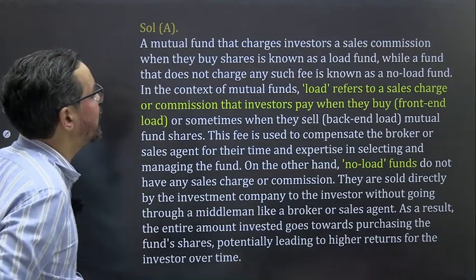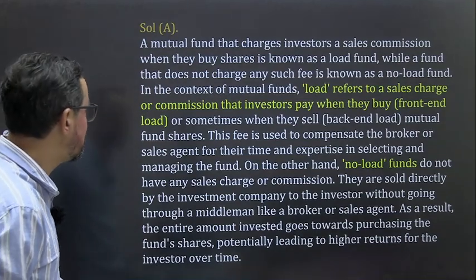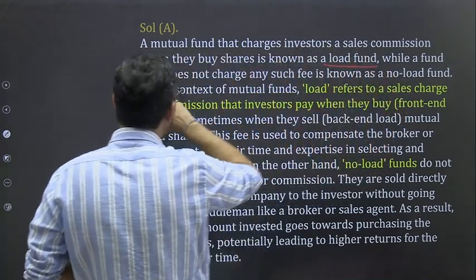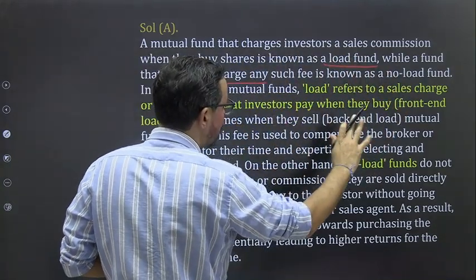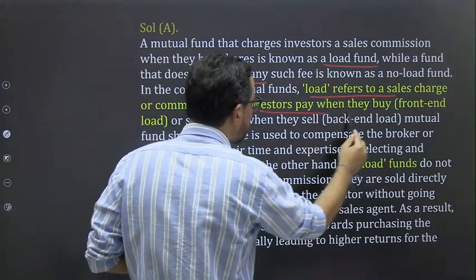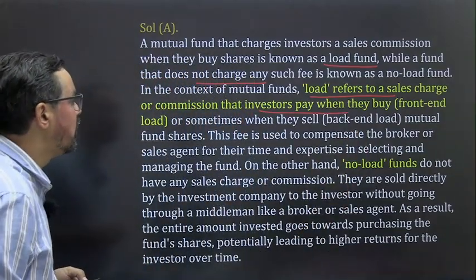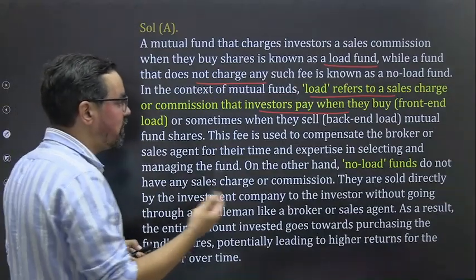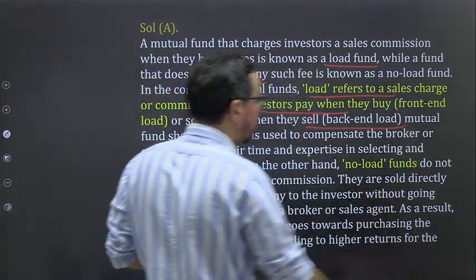So a mutual fund that charges investors a sale commission when they buy this one is known as load funds, while a fund that does not charge is known as no load. Load refers to a sale charge or commission that investors pay when they buy. Buy means front end load, and sometimes when they sell it is known as back end load, ठीक है.